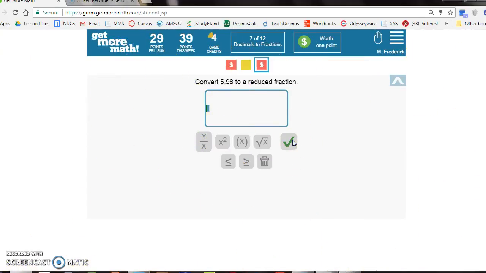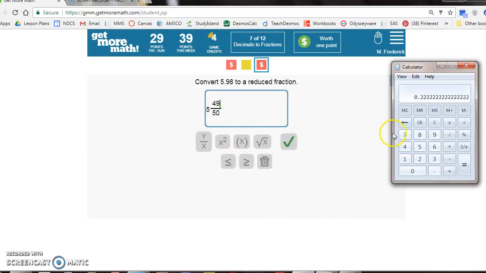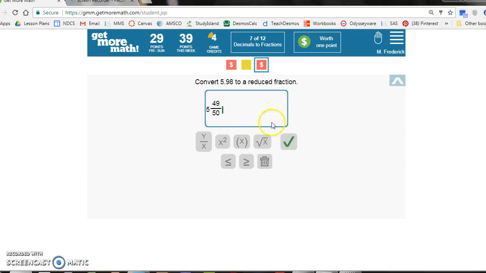Convert 5.98 to a reduced fraction. This would be 5 and 98 hundredths. 98 and 100 are both even, so we can divide them by 2. 100 divided by 2 is 50. 98 divided by 2 is 49. And if you wish, you can check that on a calculator. 98 divided by 2 is in fact 49.